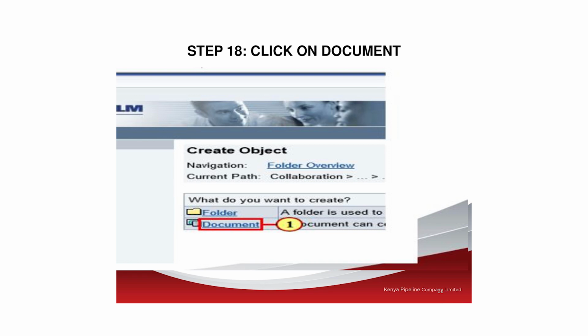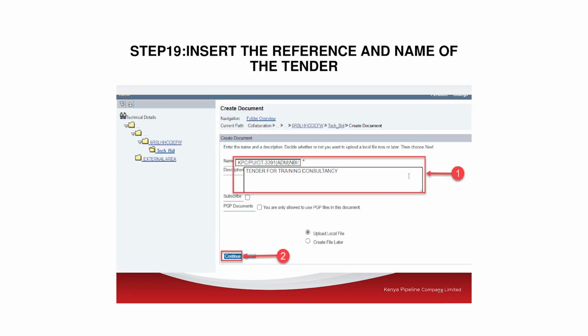Click on Document. Do not click on the folder. Click on the document. We are creating a document. Give a name to your document. For example, you can say the tech bid for XYZ, that is your company.